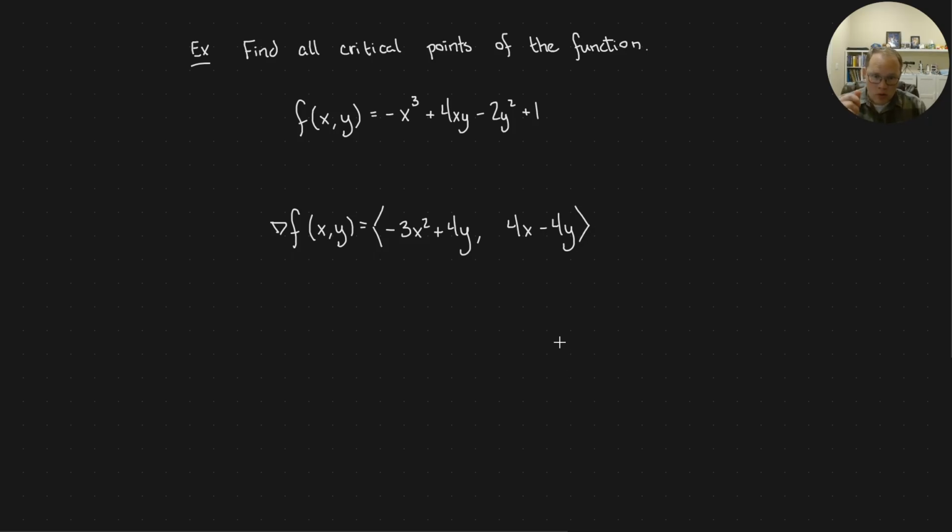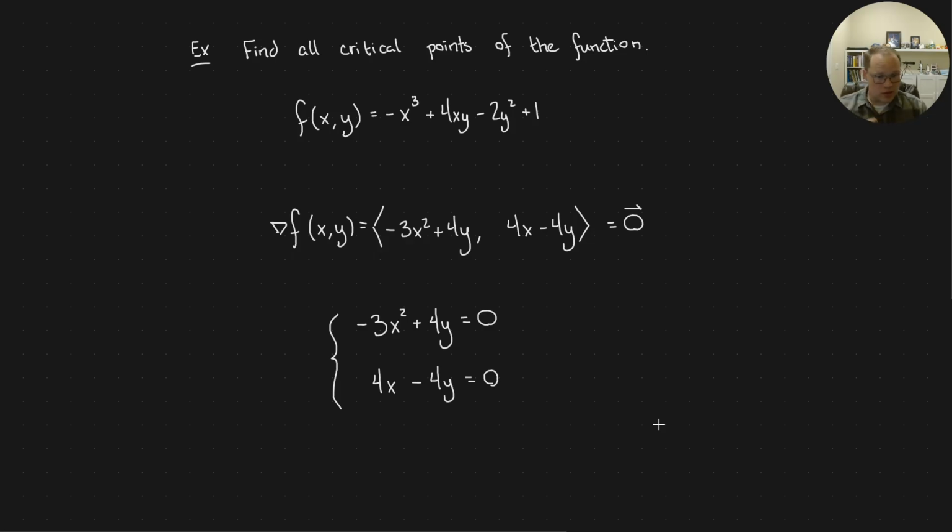Okay, we get critical points when this is equal to the 0 vector. That gives us a system of equations. We want the first component, negative 3x squared plus 4y, to be 0. And we want the second component, 4x minus 4y, to be 0. We want both of these to be 0 at the same time, so we need to solve the system of equations. All right?